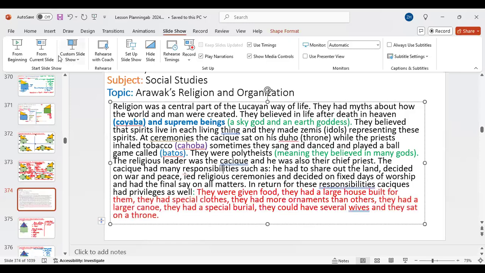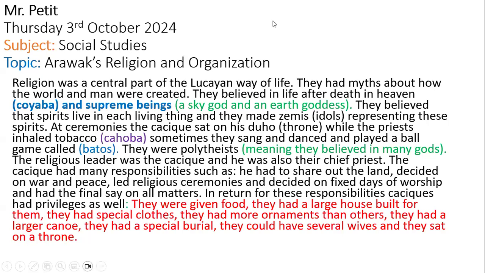But let's say the Arawaks used to worship God. Would you still want to be a cacique? Let's say it was like a religious community. Everybody believes in God. Would you want to be a cacique then? No, sir. I wouldn't be no cacique. It's making no sense. Why?